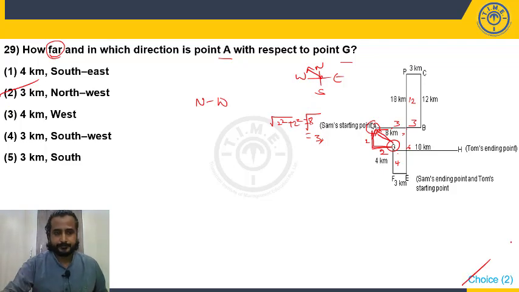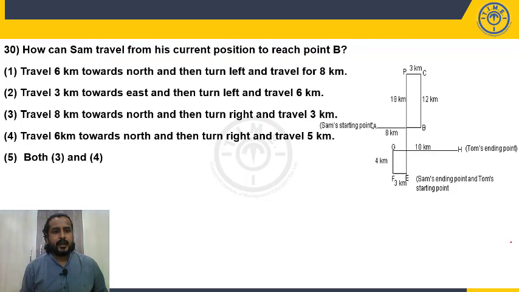Fine. Next. How can Sam travel from current position to reach B? Sam's current position is H, to reach B. Now we have to go through the choices. Travel 6 kilometers north. See, it is how much? 4. But this total is how much? 6. So here we have only 2. It is 12. So travel 6 kilometers north. Okay, 6 kilometers north, turns left. It can't definitely reach B. So it is not the first option.